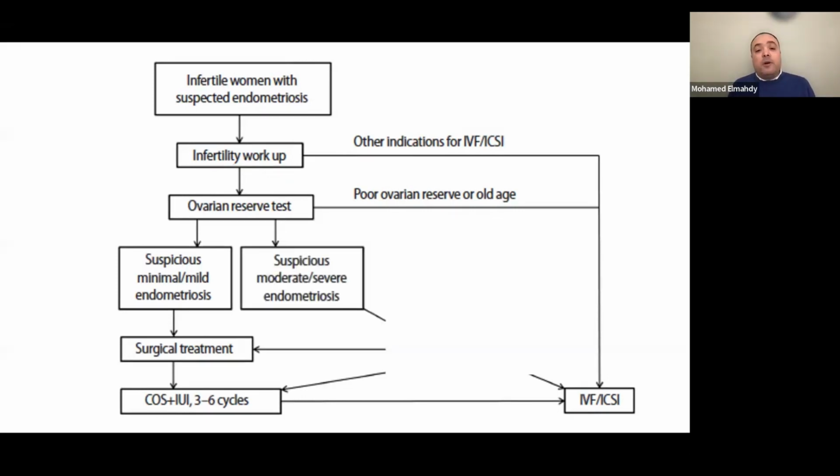If there is suspicion of moderate or severe endometriosis, it's a patient-specific decision-making. You can go either for IVF or ICSI directly, or go for surgical treatment and then ovarian stimulation with IUI, and if failed, go directly for IVF and ICSI.